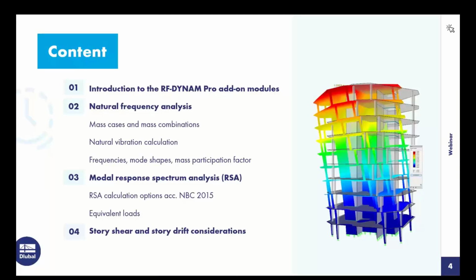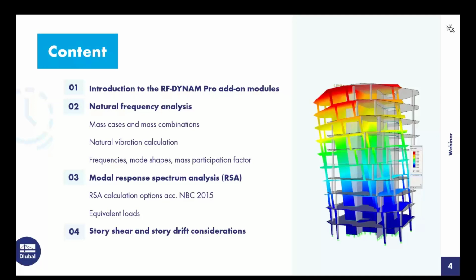So as far as the content over the next hour today, I want to give a brief introduction to the RF-DYNAM Pro add-on module. These are add-on modules for dynamic analysis embedded within our main program, RFEM. And then we'll move on to our example for today by running first a natural frequency analysis. Now, in order to do this, we must set up our mass cases and mass combinations. We'll run that natural vibration calculation, and from here, we'll determine the frequencies, mode shapes, and mass participation factors.